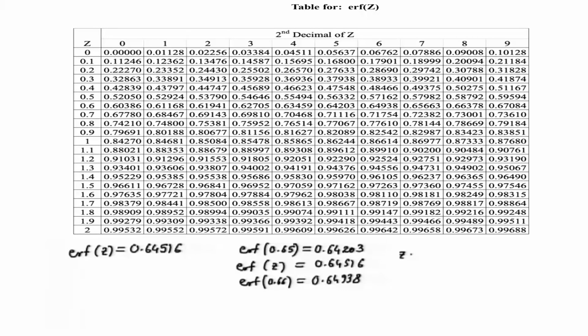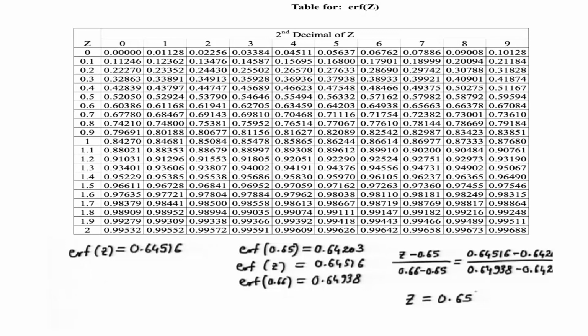So, we can write (z minus 0.65) divided by (0.66 minus 0.65) is equal to (0.64516 minus 0.64203) divided by (0.64938 minus 0.64203). This will give me the value of z as 0.65426.